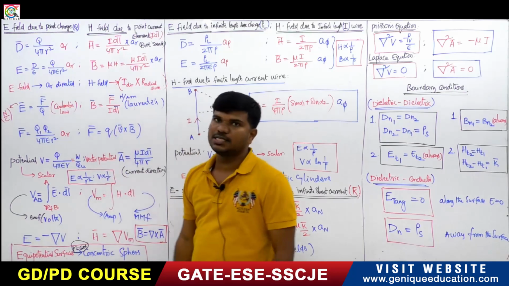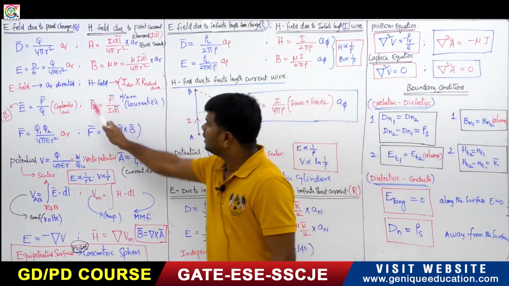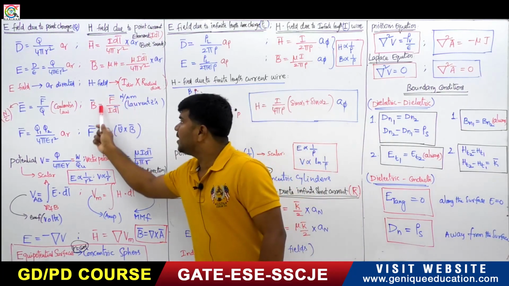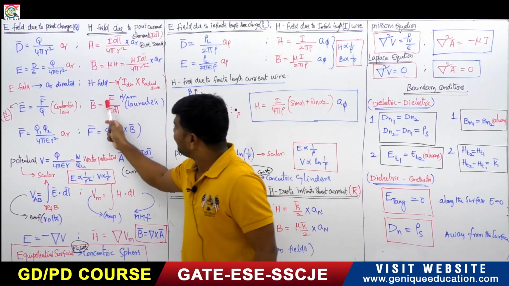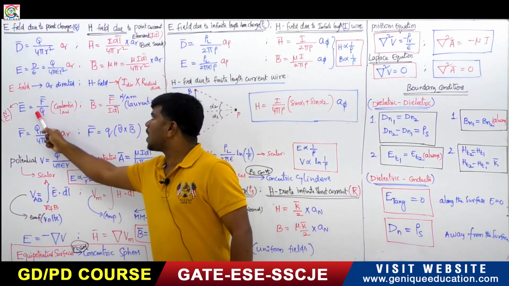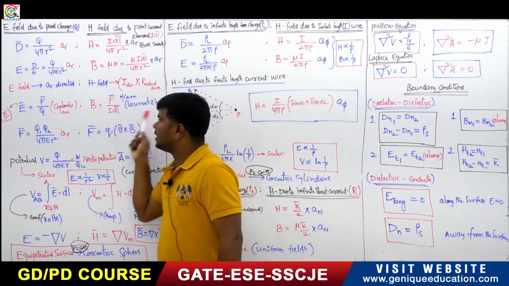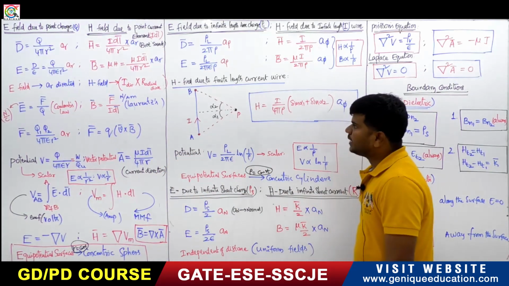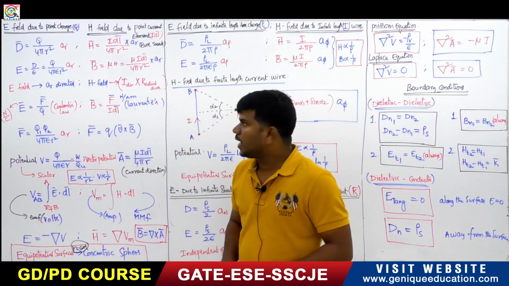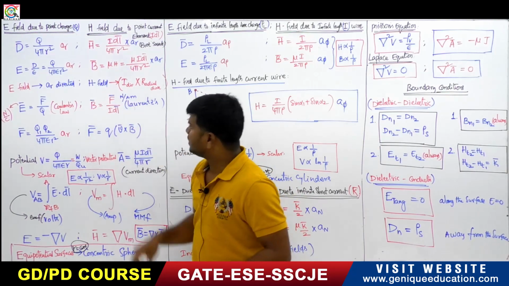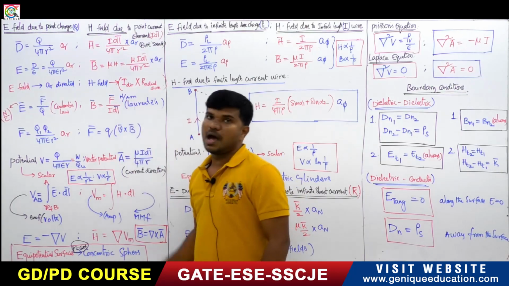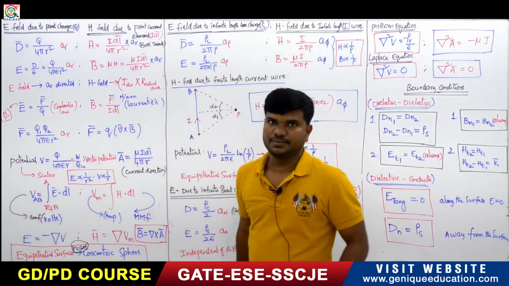Similarly for the magnetic fields, the magnetic flux density is defined as force per unit cause. Here also force per unit cause. Here the cause is Q, here the cause is IDL, the point current element. So the units are, we know, Weber per meter square for B, but by using the Lorentz law, we can write Newton per ampere meter, right?